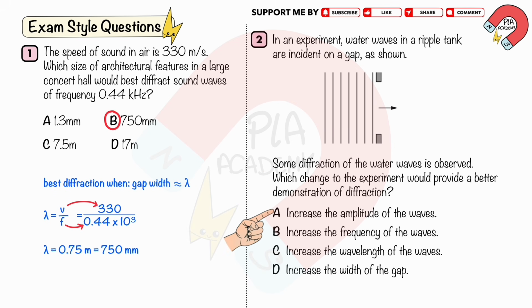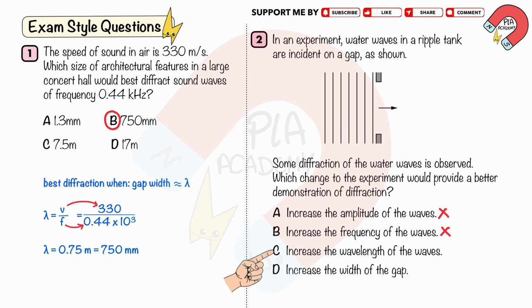Choice A, increase the amplitude of the waves. This is incorrect, because the amplitude does not affect diffraction. Choice B, increase the frequency of the waves. This is incorrect, because increasing the frequency decreases the wavelength, which would reduce diffraction.